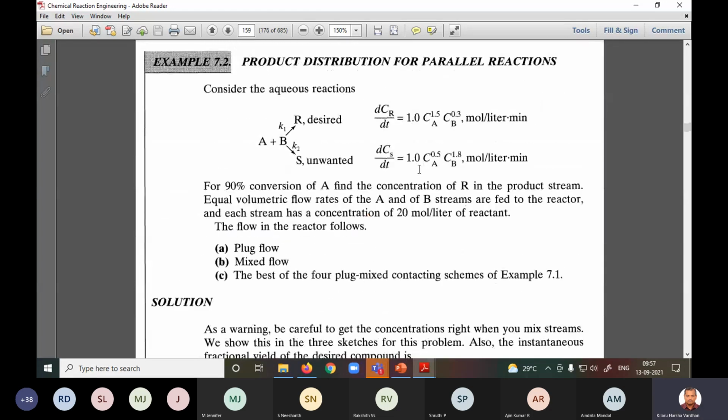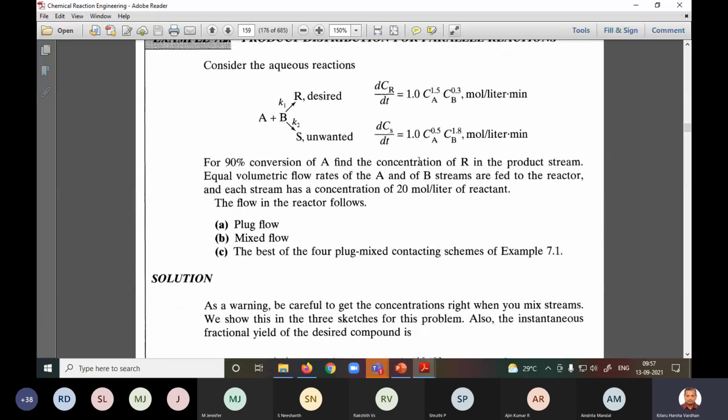This problem is very important; a lot of times they ask it. Please write this problem. Some of you might have written it in the last class; those who were absent, you can write it. I'll just read it. Consider the aqueous reaction A plus B gives R and S, with K1 and K2. R is the desired product. The rate expression is dCR by dt equals 1, CA power 1.5, CB power 0.3, in mole per liter minute. This is the formation of R. Like that, the formation of S is 1, CA power 0.5, CB power 1.8, mole per liter per minute.